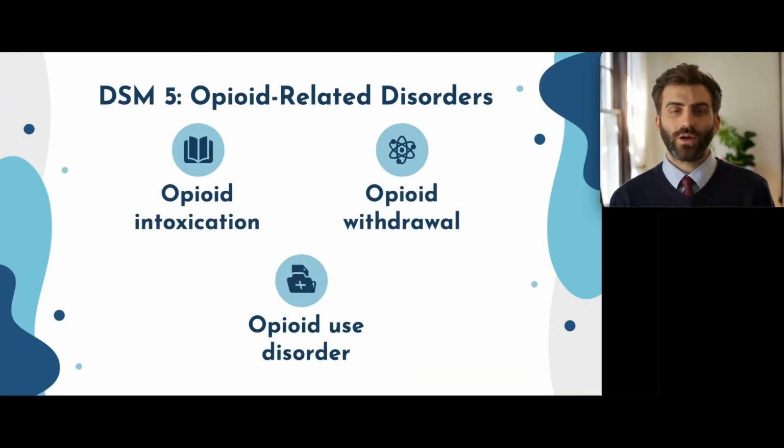So next I wanted to go into the DSM. This is the manual used in psychiatry to standardize the diagnosing of mental illnesses. Within the DSM-5, there are a few types of opioid-related disorders. First, I'll start with opioid intoxication. This is the medical term for an opioid overdose.